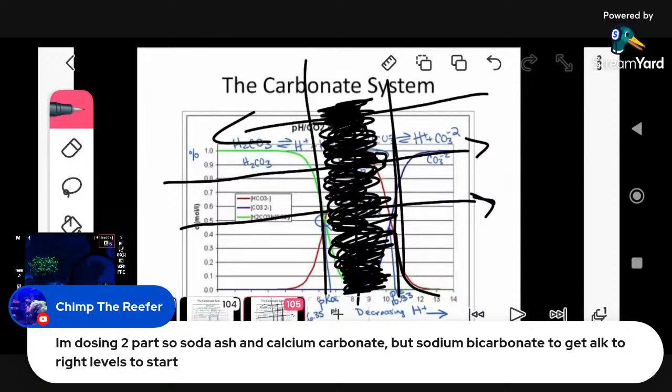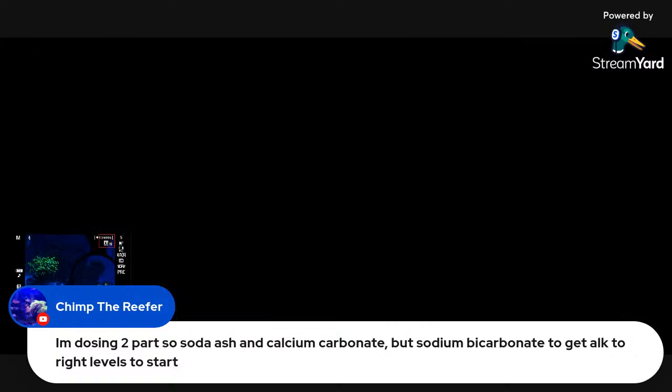Okay, I'm dosing 2-part, so soda ash and calcium carbonate and sodium bicarbonate to get to the right levels to start. Hey, Chimp, I'll go over right now why people do 2 parts. This is a lot of explaining that I'm gonna have to do, but I have to because they're answers. So remember to ask me about the 2-part, but most likely I'll remember about the 2-part.